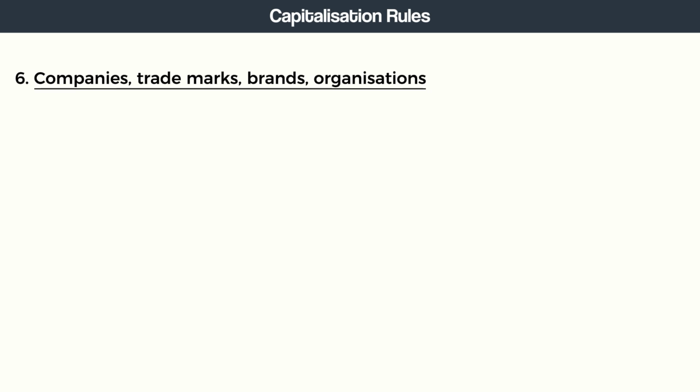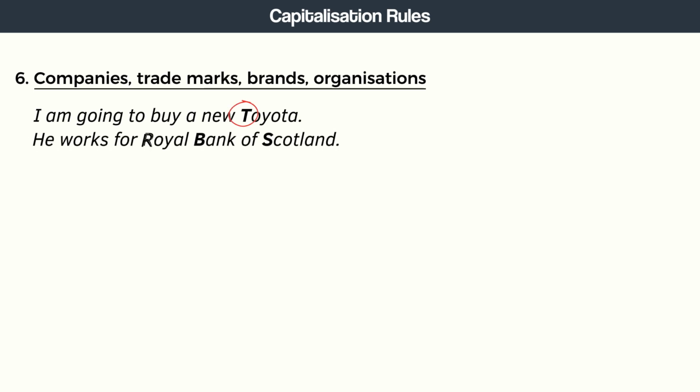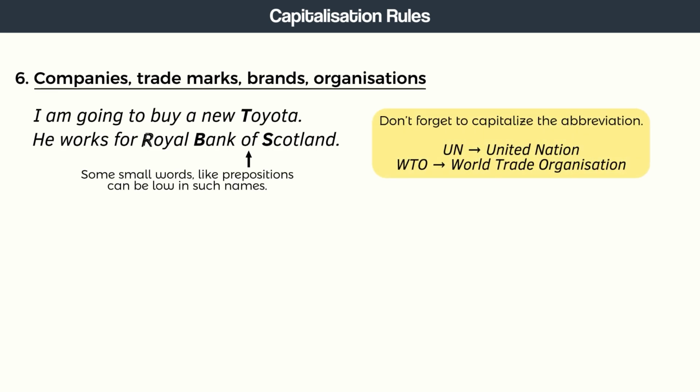For example, I'm going to buy a new Toyota. He works for Royal Bank of Scotland. Have you noticed? Some small words like prepositions can be lowercase in such names. Don't forget to capitalize the abbreviation. For example, UN, United Nations. WTO, World Trade Organization.